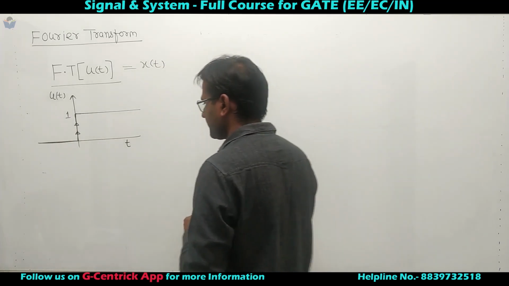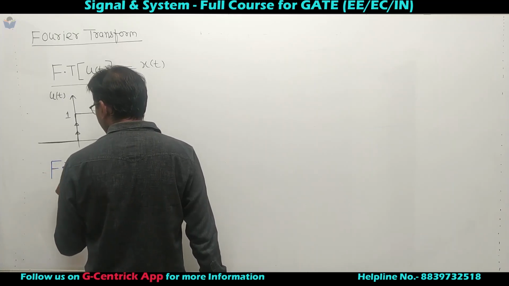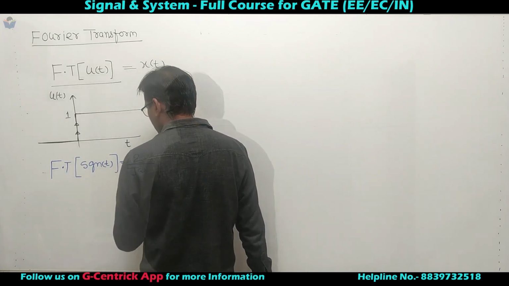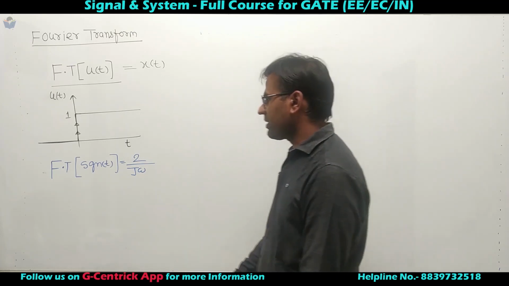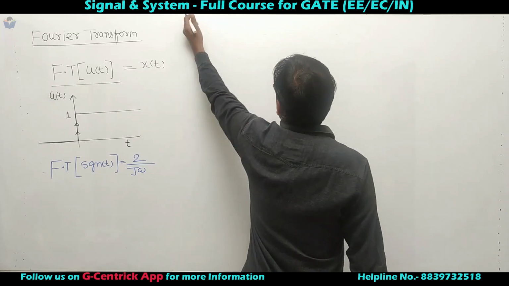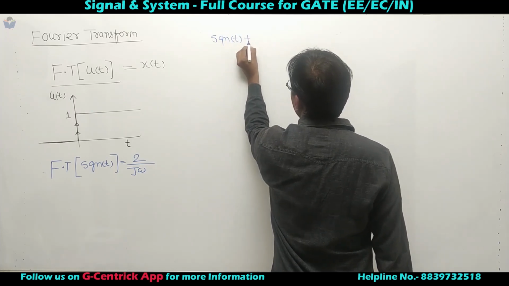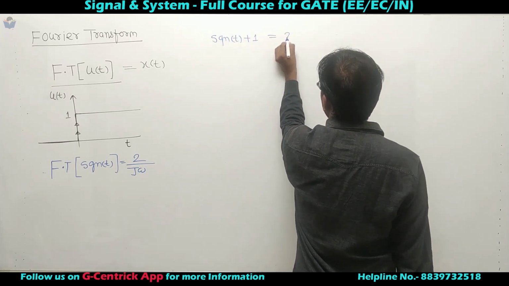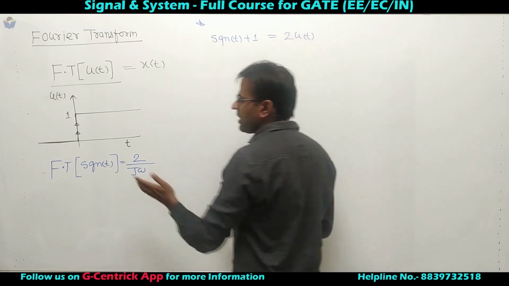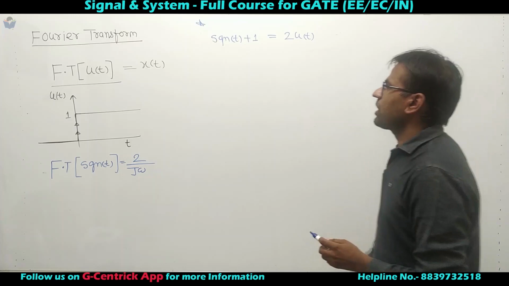We know that the Fourier transform of signum t is given by 2 divided by jω. Now, can I say signum t plus 1 is equivalent to 2 times u(t)? We know this relationship from our signal theory: if you add 1 to signum t and divide by 2, what does it become? u(t).